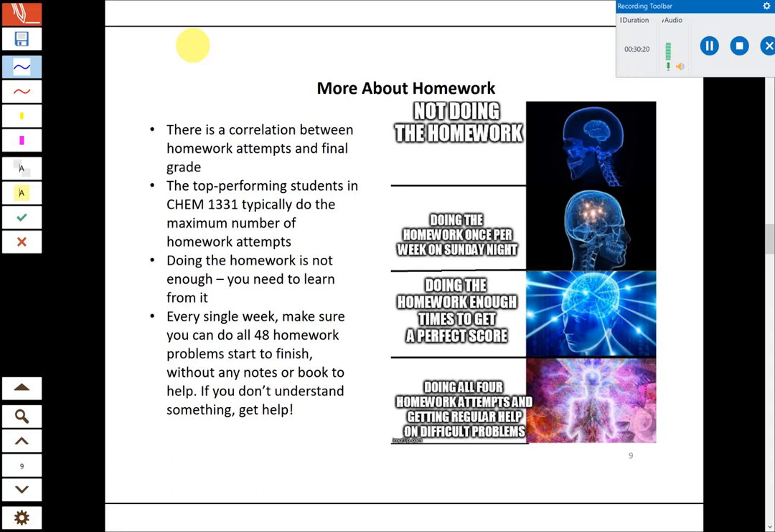Now, the key point though is that doing the homework is not enough. You have to actually learn from it. And another thing that's good to keep in mind with these homework assignments, and I'm going to give you guys reminders about this all throughout the semester.